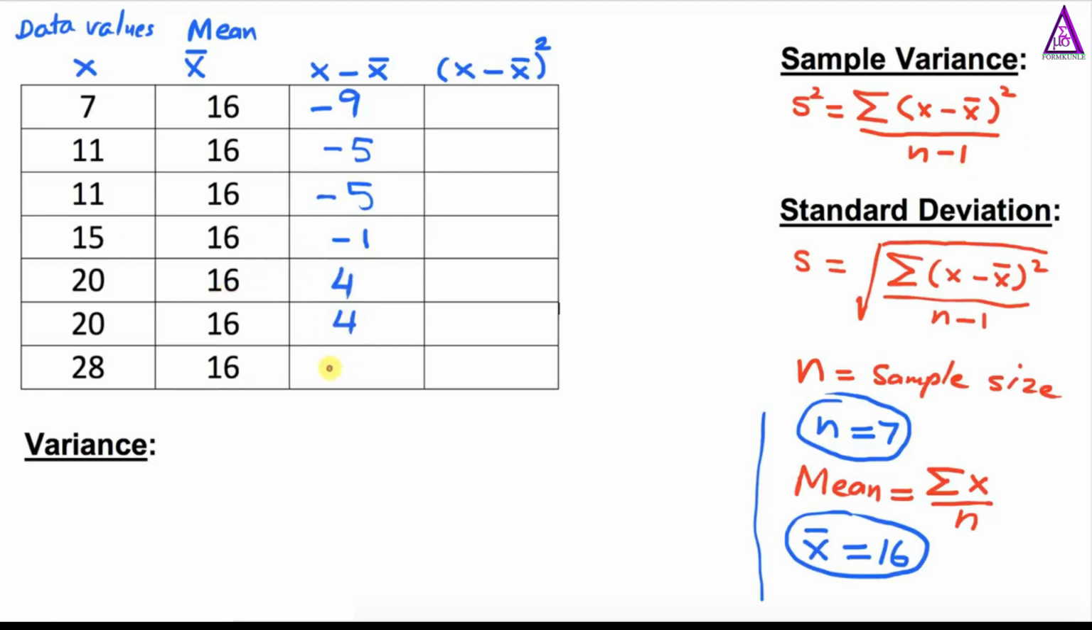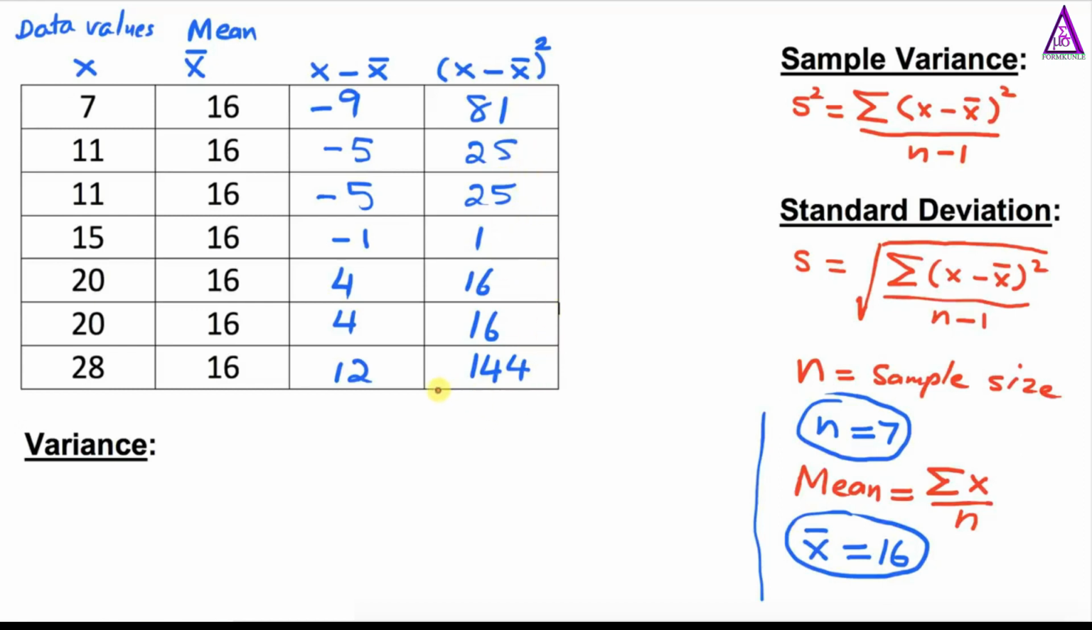20 minus 16 equals 4. 20 minus 16 equals 4. 28 minus 16 equals 12. And the final column is to square the x minus x bar. So negative 9 squared equals 81. Negative 5 squared equals 25. 25, 1, 16, 16, 144.